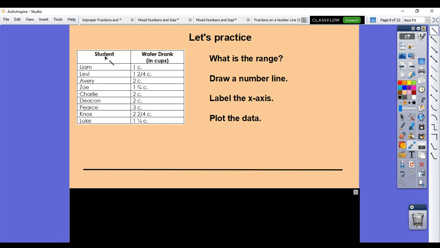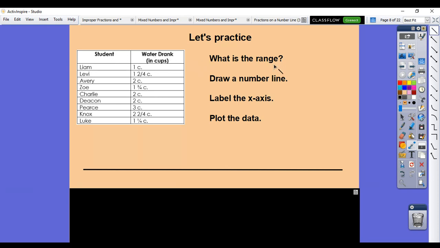So I notice it says student. So these must be a list of students, and it says water drank, and in parentheses it says in cups to let me know what the unit of measurement is. Okay, so this must be a list of students and how much water they drank.